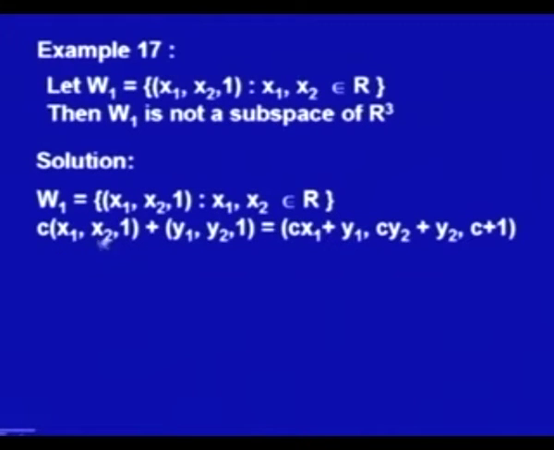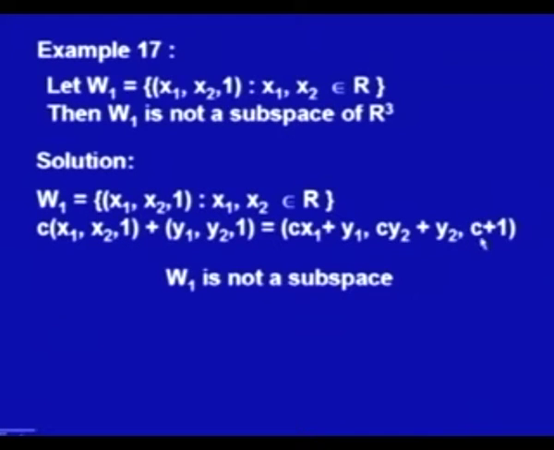Now, consider c(x1, x2, 1) plus (y1, y2, 1). So, we would like to check whether c alpha plus beta also belongs to W1 or not. So, we consider this left hand side, and the right hand side according to the definition of the two operations becomes (cx1 plus y1, cx2 plus y2), and the third component is c plus 1. So, this is not a subspace because we want the third component to be 1.